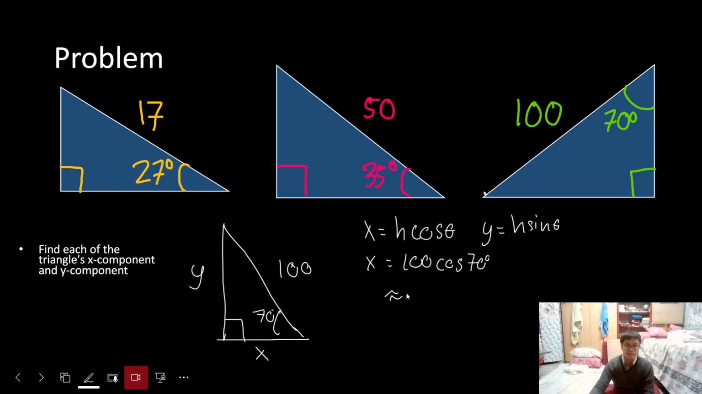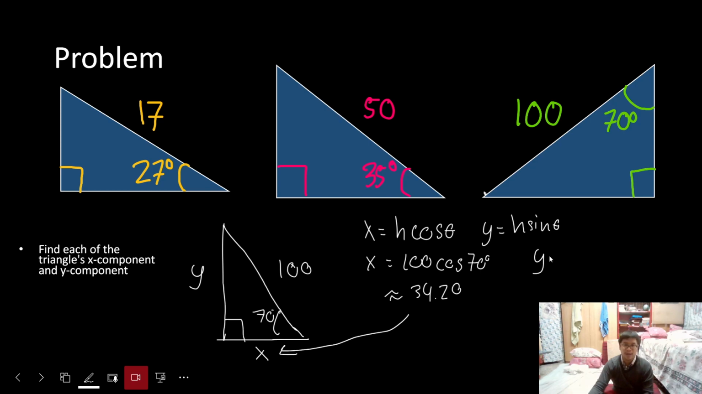So 100 times cosine of 70 degrees is approximately 34.20 units, which is just the same as 100 times sine of 20 degrees. It's amazing, actually.